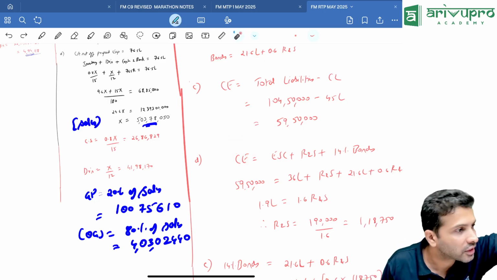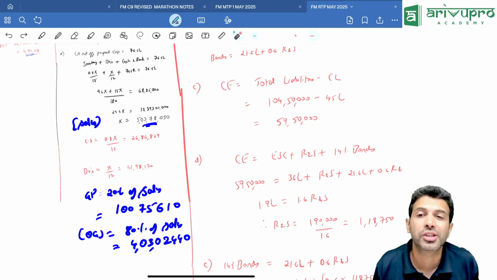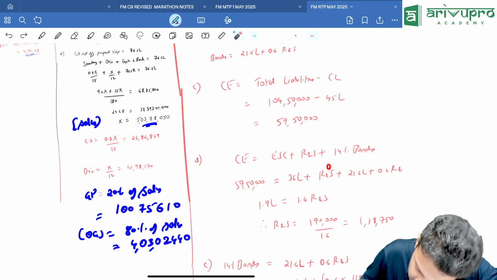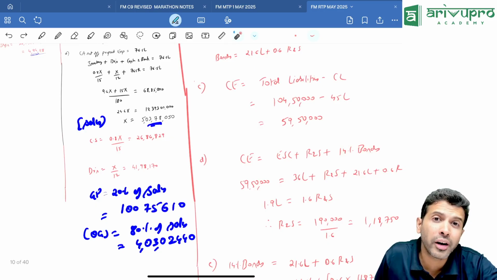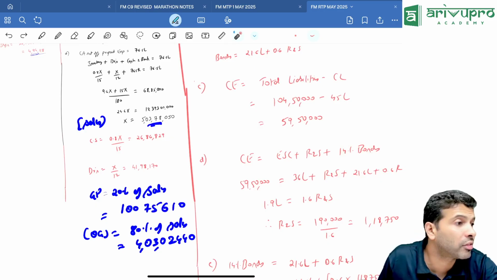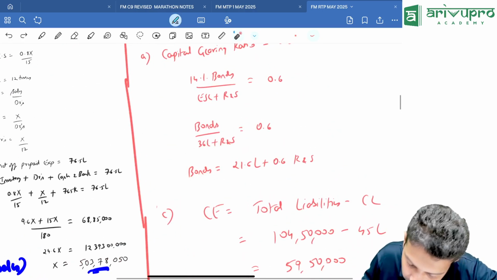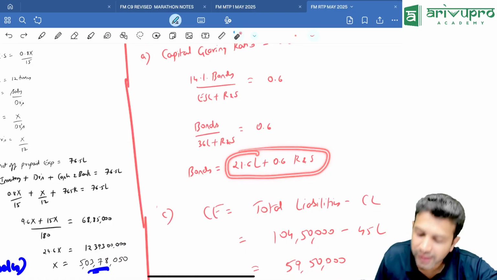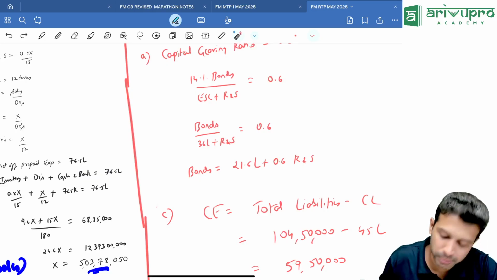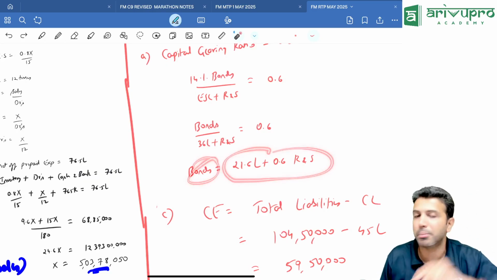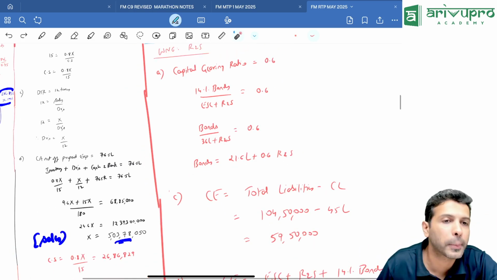Fine, people? Yes. Sir, equity share capital you know, they've given in the question. How much? 36 lakh. Reserves and surplus you don't know. Bond also you don't know. But bond now can be expressed in terms of reserves and surplus. Here only you got it. Instead of bond, what will I write? Bond is equal to 21 lakh 60,000 plus 0.6 times reserves and surplus. So instead of bond, I will substitute with this. Do you agree with me? Correct, just a substitution.